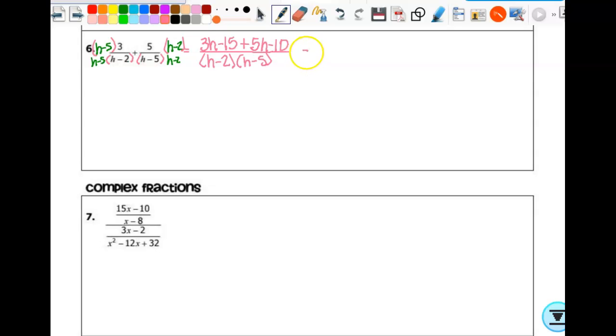So then that means I get (8h minus 25) over (h minus 2) times (h minus 5). Can I reduce this at all? Can I factor out a GCF in the numerator? No. The numerator is 2 terms, and I can't factor a GCF out of it, so there would be nothing else I can do. This is it.